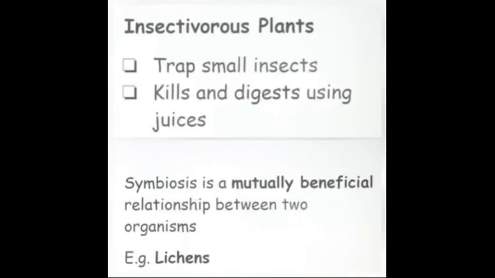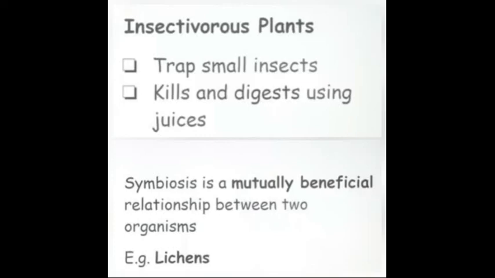Let us conclude today's class. We have discussed the last two types of heterotrophic mode of nutrition in plants. The first one is insectivorous plants, second one is symbiosis or symbiotic relationship. In insectivorous plants, the plant can perform both autotrophic and heterotrophic mode of nutrition because the plant contains green color pigment, so it can perform photosynthesis and prepare its own food. And another way, it can trap insects and digest the insects and get the nutrients.